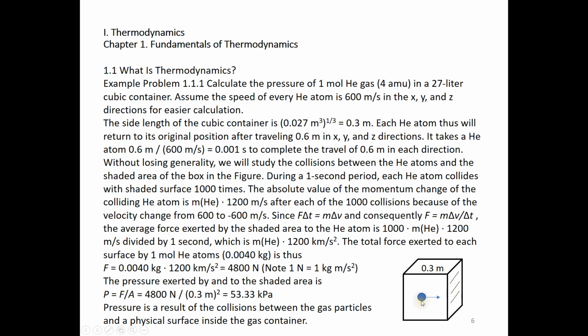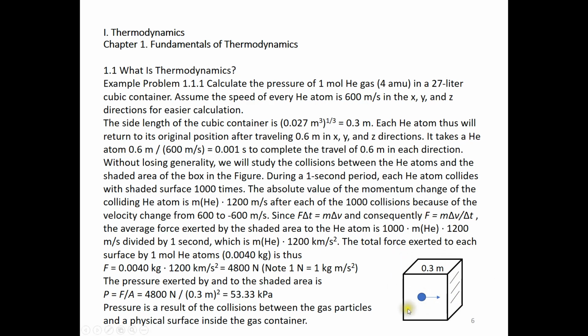Now let's focus on one helium atom. This helium atom is moving towards this shaded area at a speed of 600 meters per second. It's about to collide with this shaded surface area, change its direction, and then collide with the opposite surface and then get back to the original position. It will keep doing this, collide with the surface on the right hand side and then collide with the surface on the left hand side, get back to the original position, and start a new cycle of collisions.